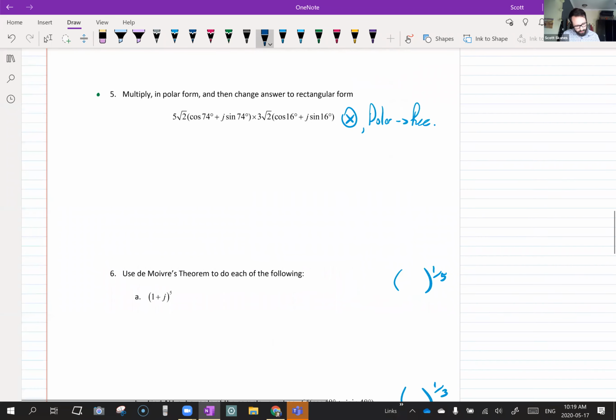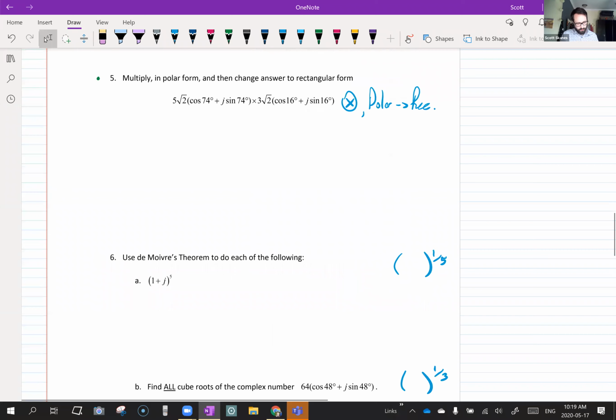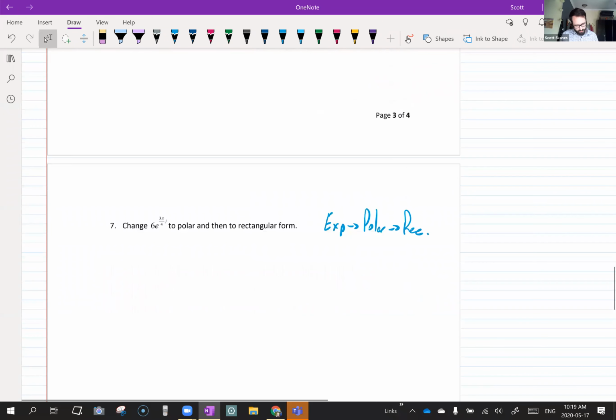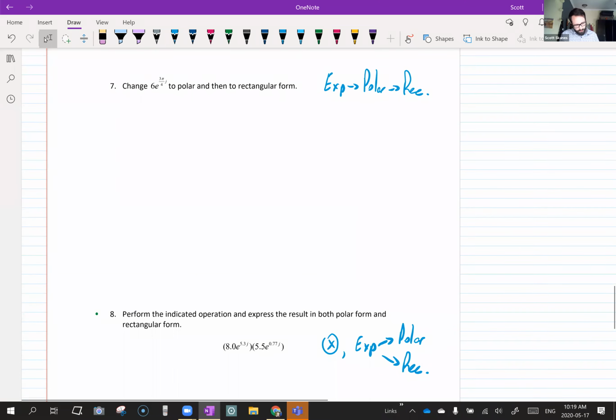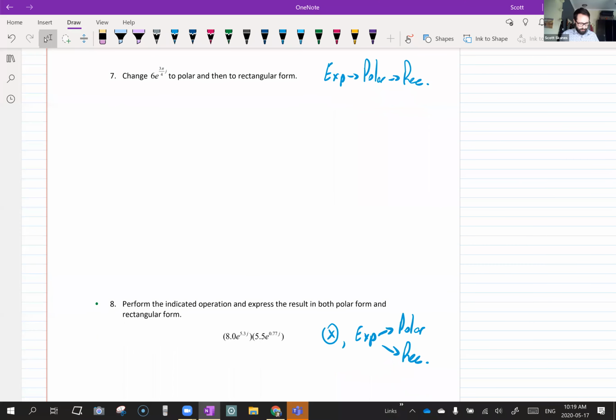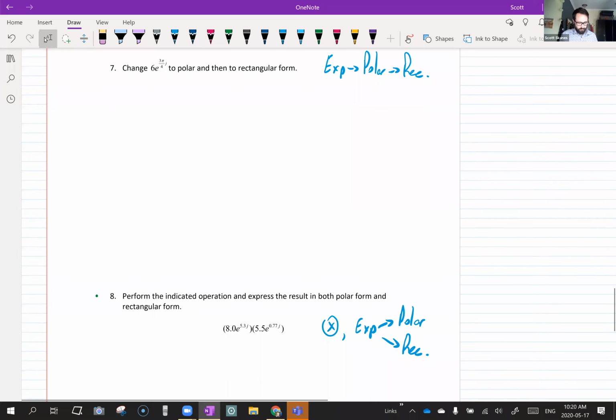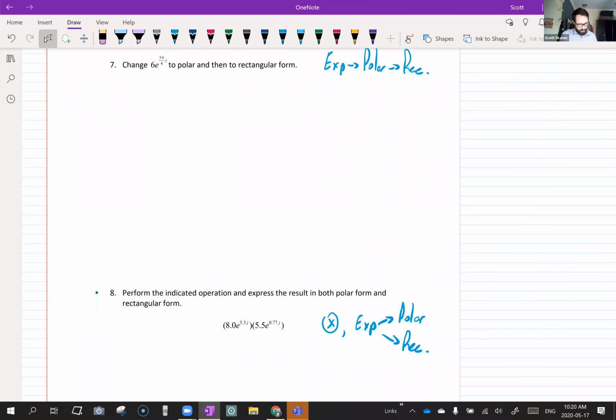Okay. Multiply in polar form, then change the answer to rectangular form. Well, we just did that in the previous page, and then de Moivre's theorem. Change to polar and then to rectangular form. We've done that as well. So these are all similar review questions. There's tons of practice there if you want it.